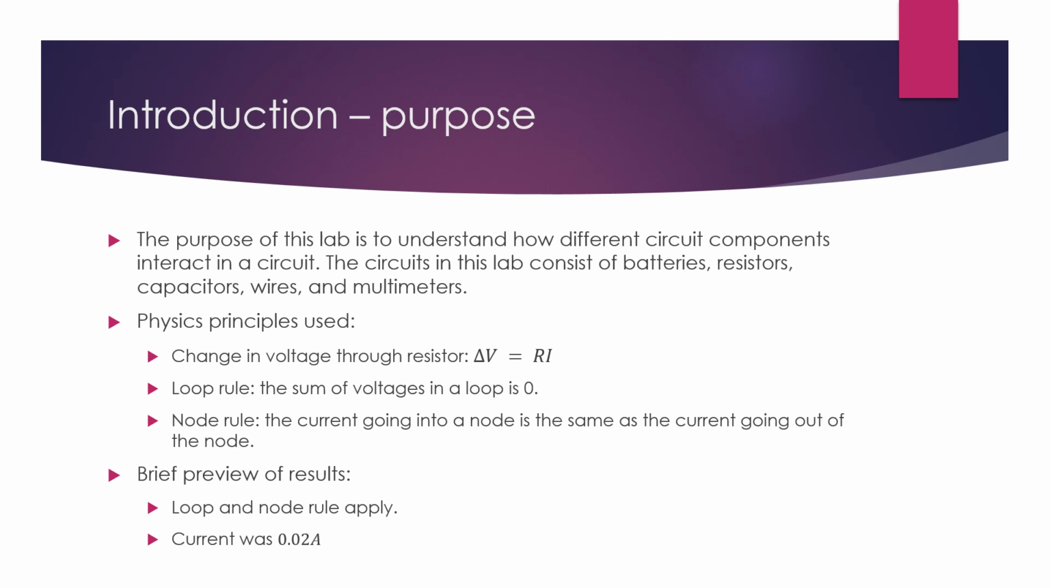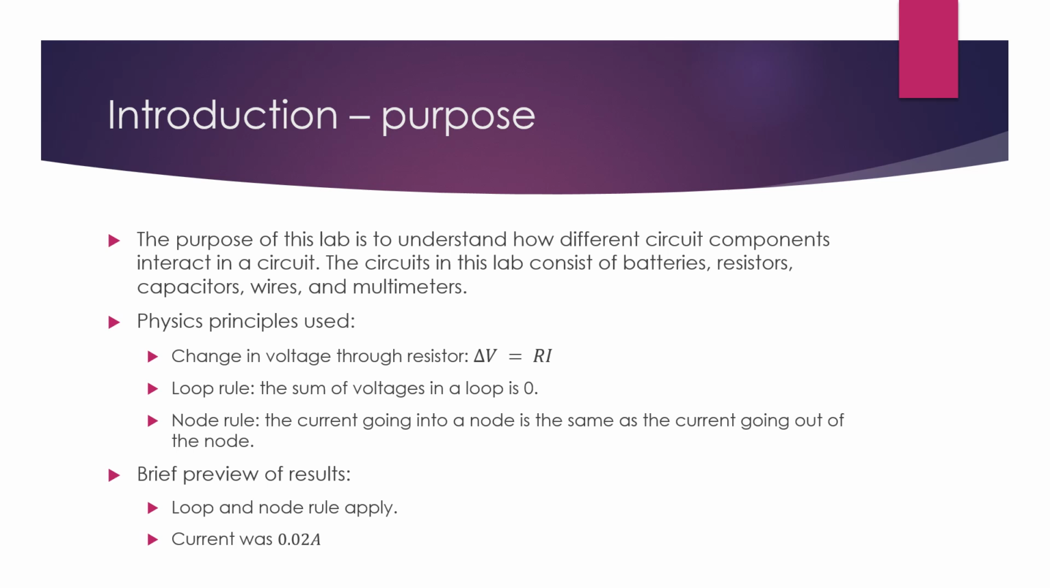The physics principles used are the following. The change in voltage through a resistor is equal to its resistance times the current. The sum of voltages in a loop is zero. The current going into a node is the same as the current going out of the node.